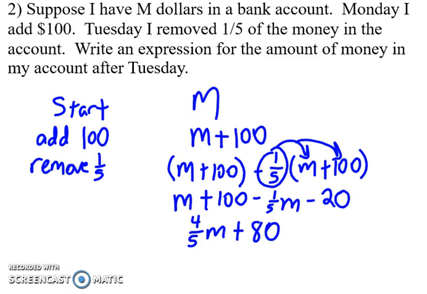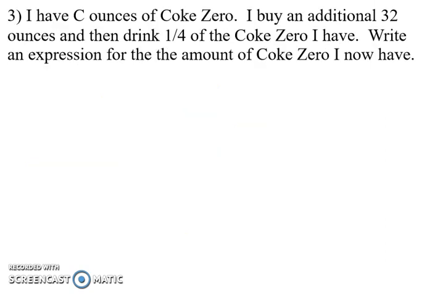And so the big thing to pay attention to here is that second part about removing a fifth of what is in the account. And the account's not just the original M, it's the M plus 100. Try doing it with an actual number and you'll see. Like if I started with $40, I add 100. Now I have $140. I'm going to remove a fifth of that. Well, I'm removing a fifth of 140, not 100. And not of just the original amount of the 40. So that's a way you can start to think about this. Try plugging in a real number and seeing what happens when you think about it that way.